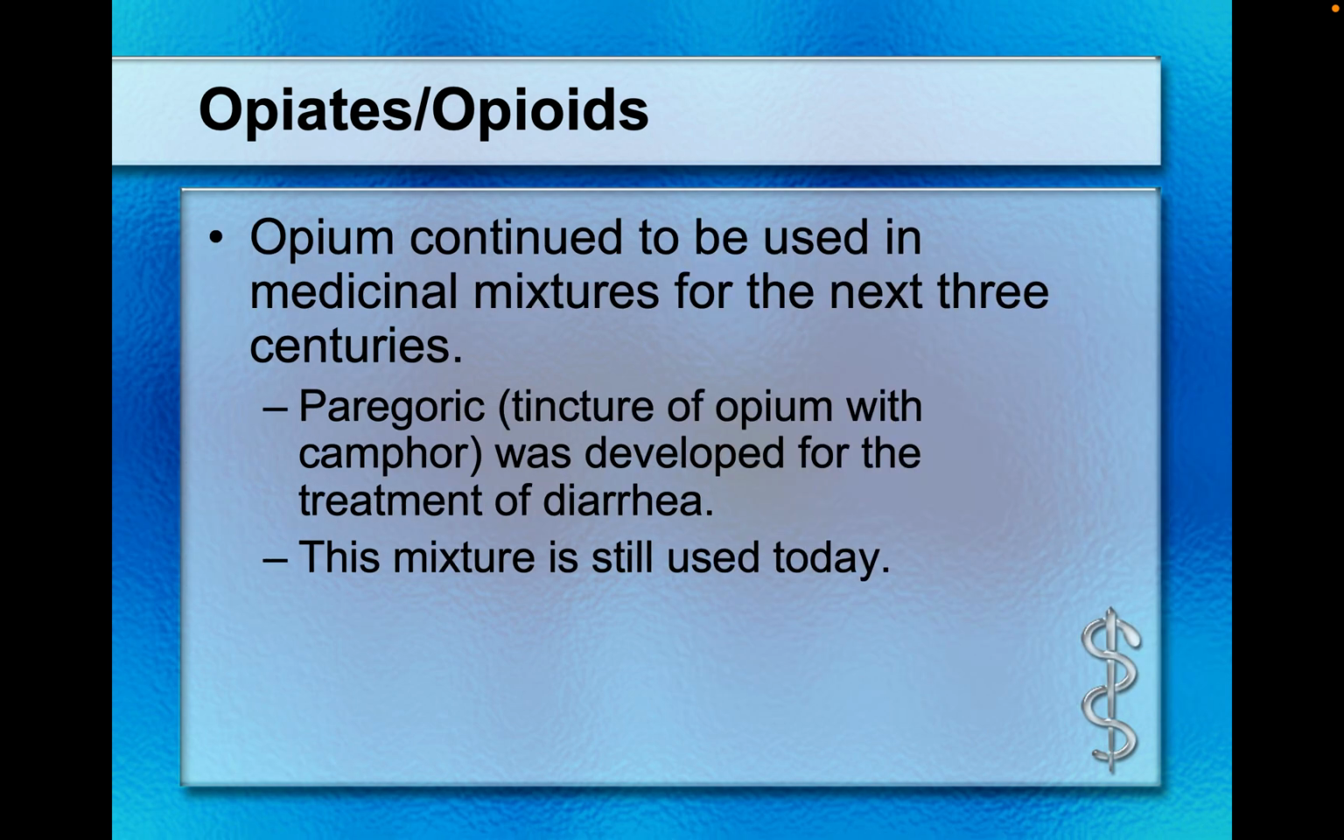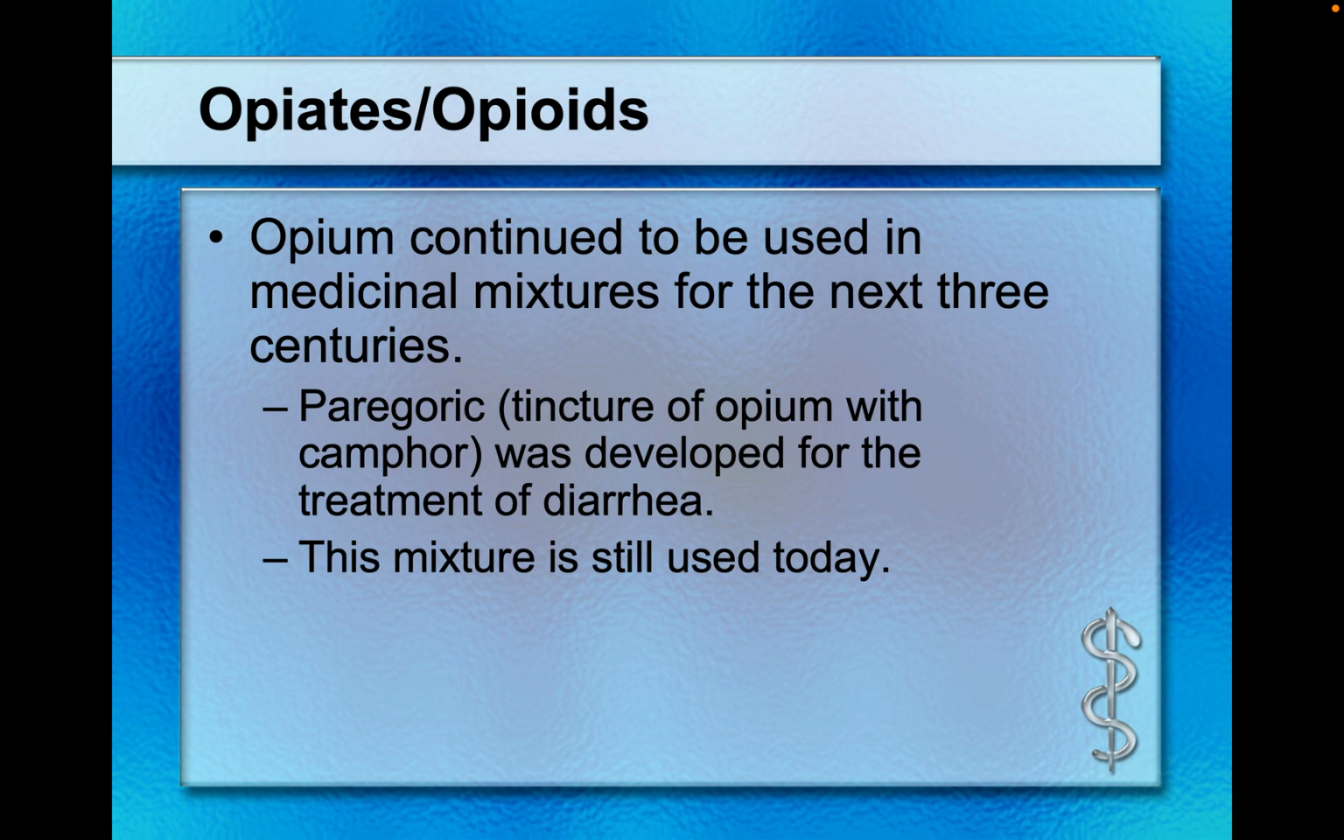Opium continued to be used in medicinal mixtures for the next three centuries. Paregoric is tincture of opium with camphor. It was developed for the treatment of diarrhea. This mixture is still used today.